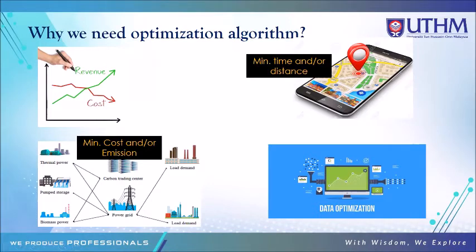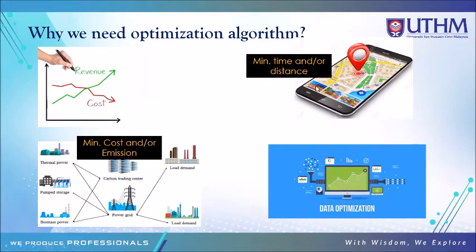So that becomes the optimization problem, because our purpose is to minimize the cost or to maximize the profit or revenue. Number two, maybe we try to minimize the cost and emission, let's say in power system. In power system, we have a generation cost. We generate electrical power with a thermal generator, for example. Of course, we have emission. So the question is how to minimize the cost as well as the emission. That's why in this situation, we need an optimization algorithm.